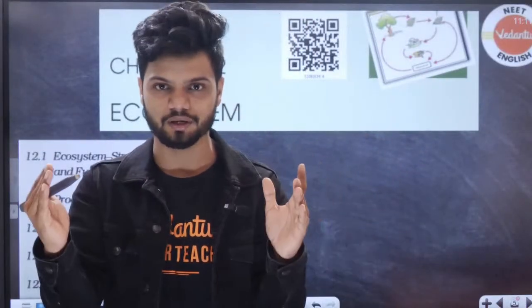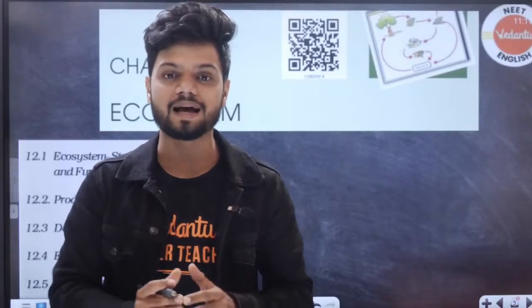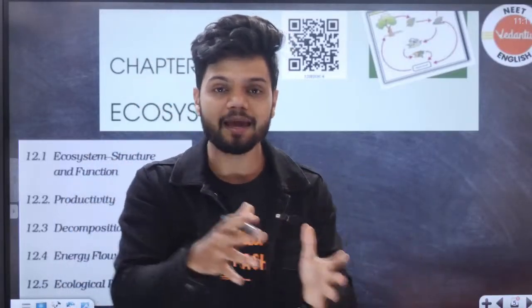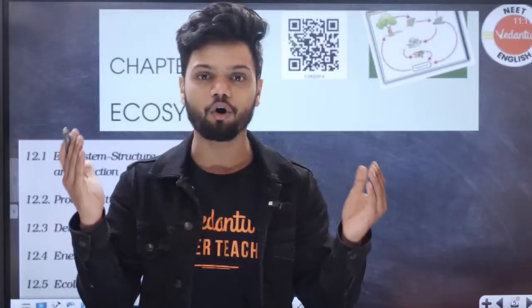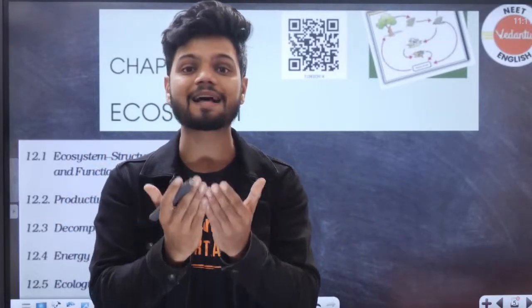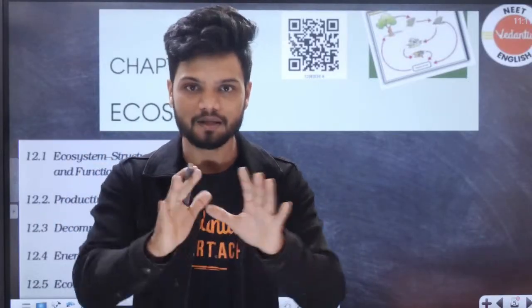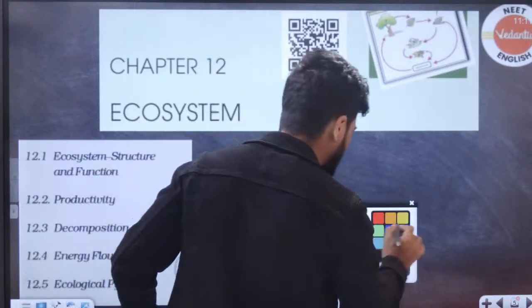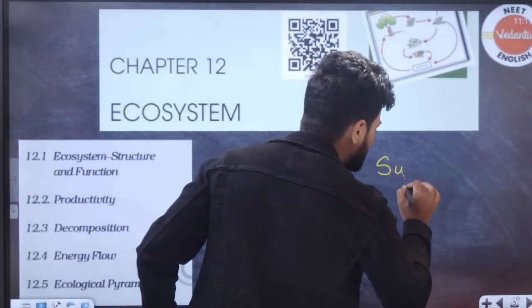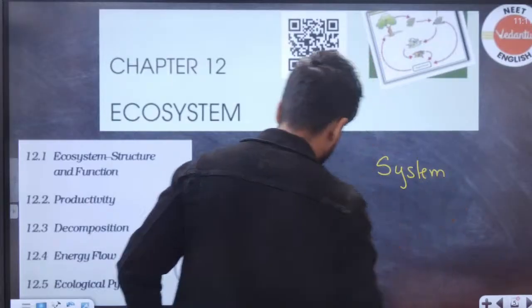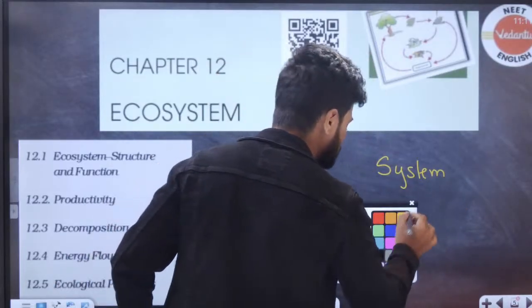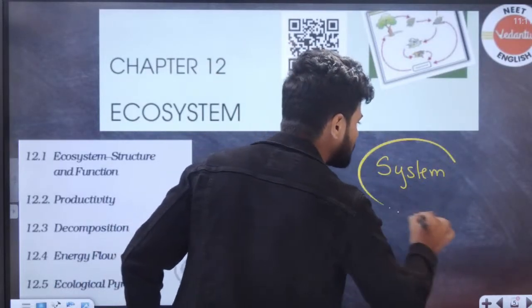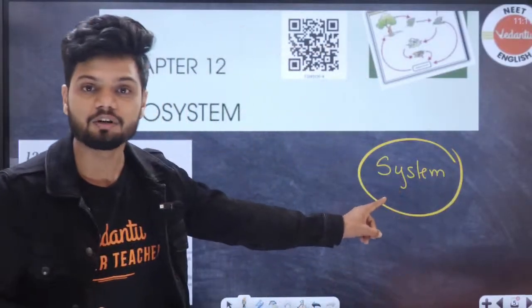Ecosystem is a location which has biotic components, abiotic components, all the components working together as the entire system. See, students, I want everyone to understand, first of all, the meaning of system. What is the meaning of a system, students? Within a system, multiple components are working together.